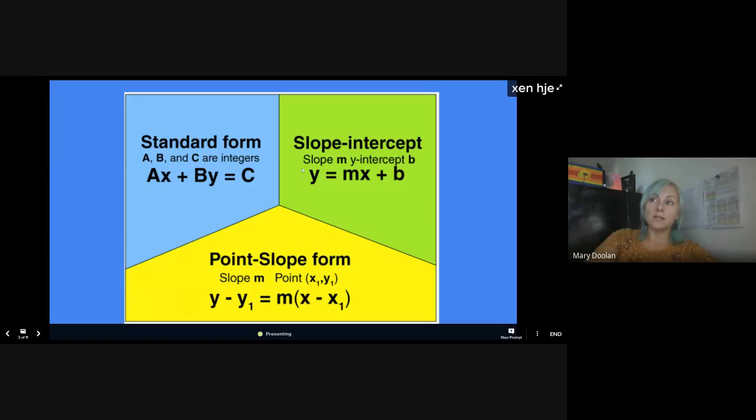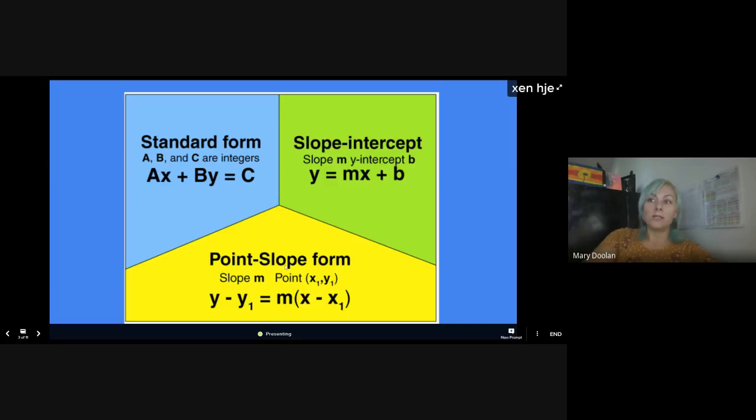Slope-intercept is where m represents the slope, which is just a number, and b represents your y-intercept, which is also just a number. So m and b are numbers. They don't have to be integers here. They could be any real number. And then y equals mx plus b. That's slope-intercept form. We use this a lot in 8th grade.